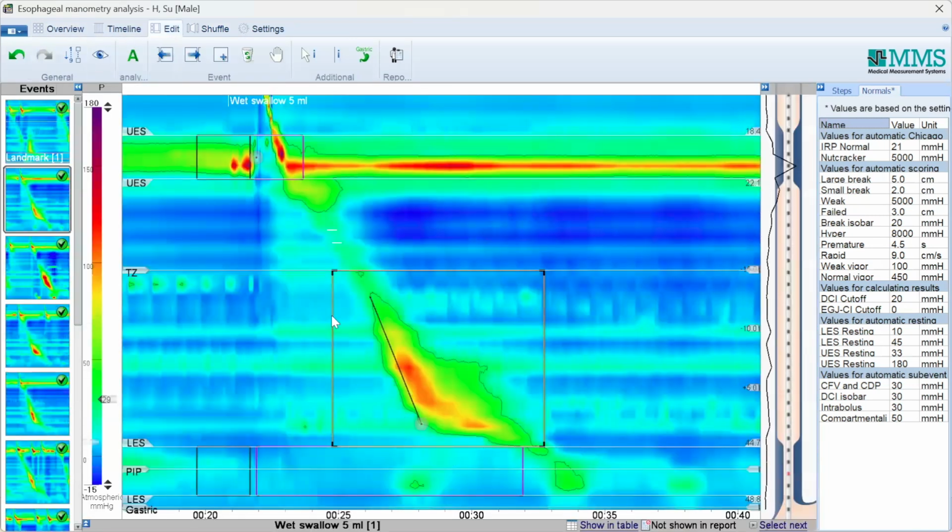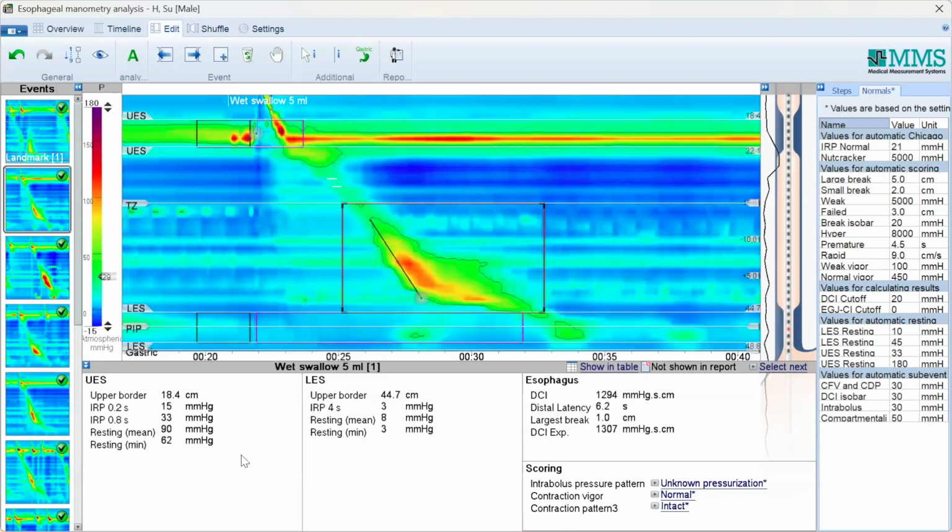Let's say again, this is the DCI. Now we have to see the number, the value, which is usually mentioned here. The DCI has normal values between 450 and 5,000 or 8,000. From 0 to 100, it's failed contraction. From 100 to 450, it is weak contraction.